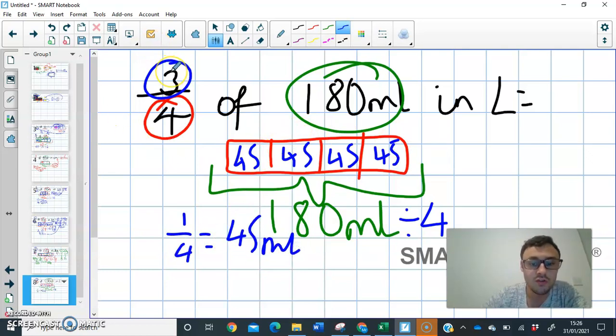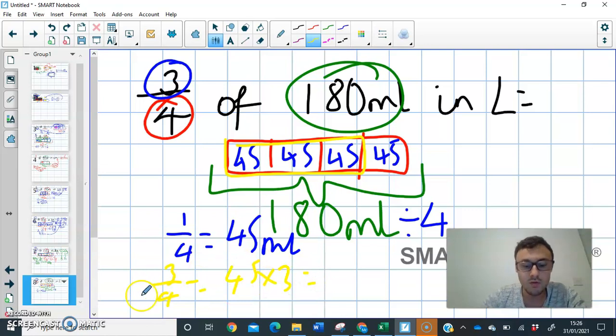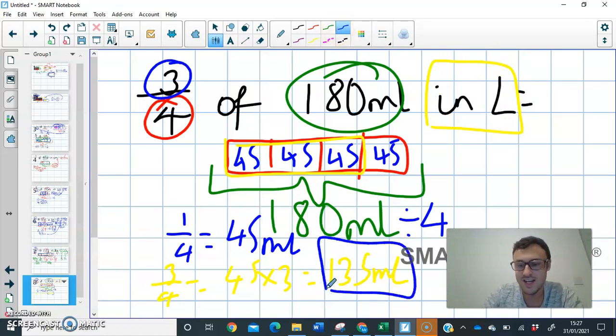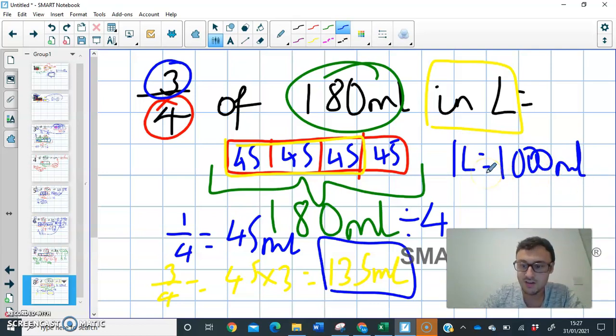I want 3/4, so I want to make sure I work out what these 3 here would be. So I need to do 3/4 is equal to 45 times by 3. Well, 90 add 45 is 135 millilitres. Okay. Now, the question wants that in litres, though. So I need to now convert my 135 millilitres into litres. So I know my basic, that 1 litre is 1,000 millilitres. So to convert from millilitres to litres, I divide it by 1,000. So I need to divide 135 by 1,000.